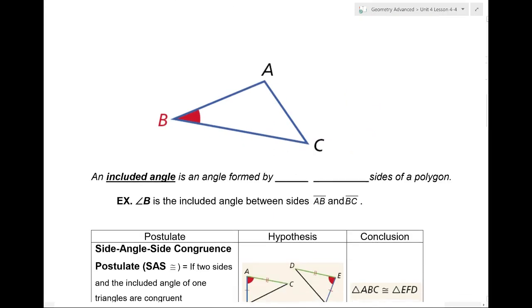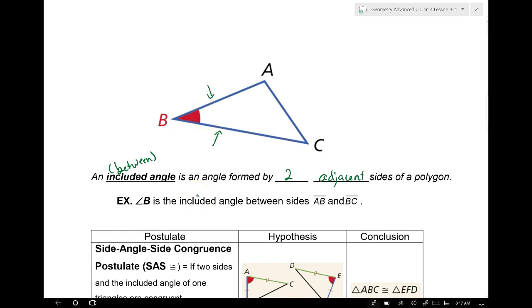We're talking about some terminology that you needed to know. It's talking about the word included angle, and it really means between angle when you hear the word included. An angle's included when it is formed by 2 adjacent sides, or consecutive sides is another way of saying it, of a polygon. So in this case, segment AB and segment BC would be considered adjacent sides or consecutive sides, and it's included between AB and BC. So the idea is, it's between. So included means between. Everyone make sure you understand that.